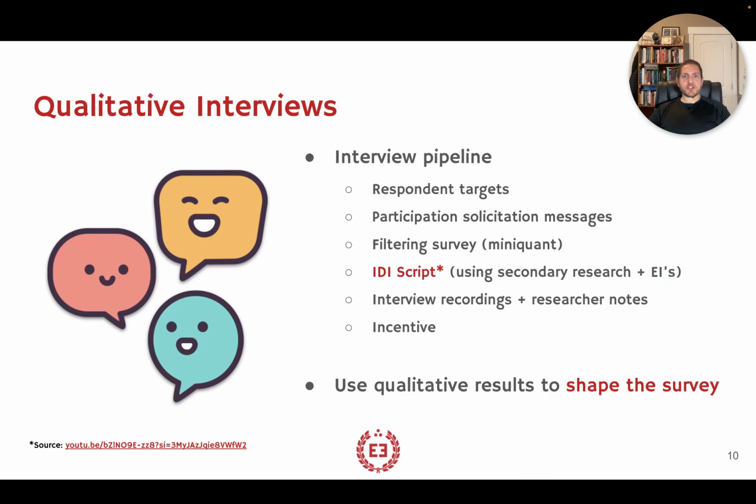At this point, you've reached a big moment, the interview. This can be done one-on-one or in focus groups if you're into those, but this is what you'll need for the interview pipeline. Your respondent targets, that's the lists and the quotas, your participation solicitation messages, a filtering survey, we call these a mini quant, the interview script, aka the IDI script, which is built using the secondary research and the expert interviews that you conducted earlier, interview recordings and researcher notes, and finally, the incentive. With all of these pieces, you are ready to conduct and process qualitative interviews.